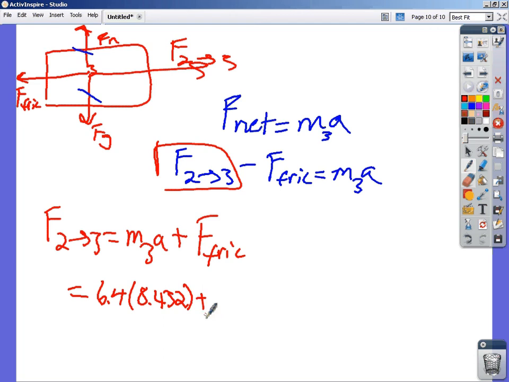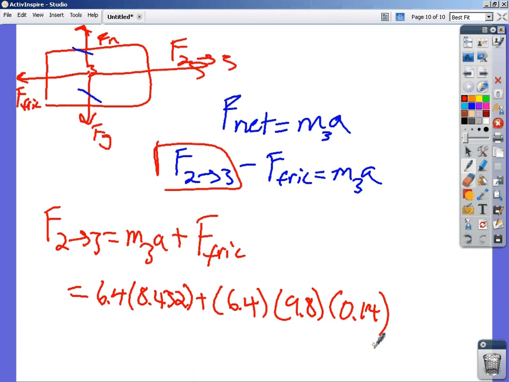Once you solve that statement down, you'll get the answer of the force of 2 on 3 and also the force of block 3 on 2. Wait, what's that 8.43? That's the acceleration we solved for. Mine was 3.05. Well, whatever you got in the first part. Can you run through all those numbers again? So 6.4 is block 3. Let me do this.